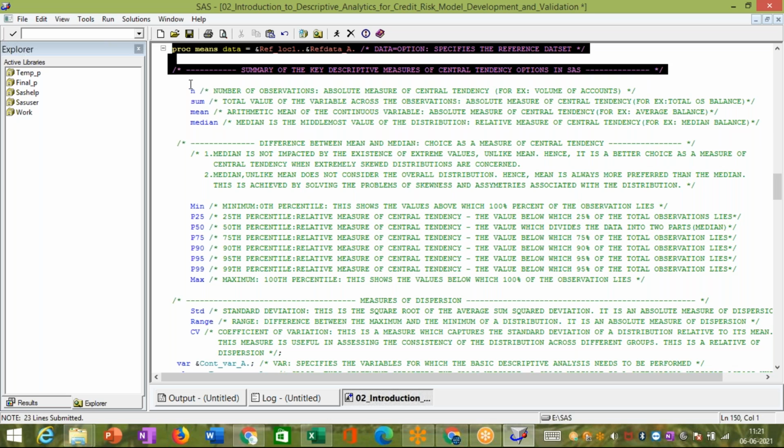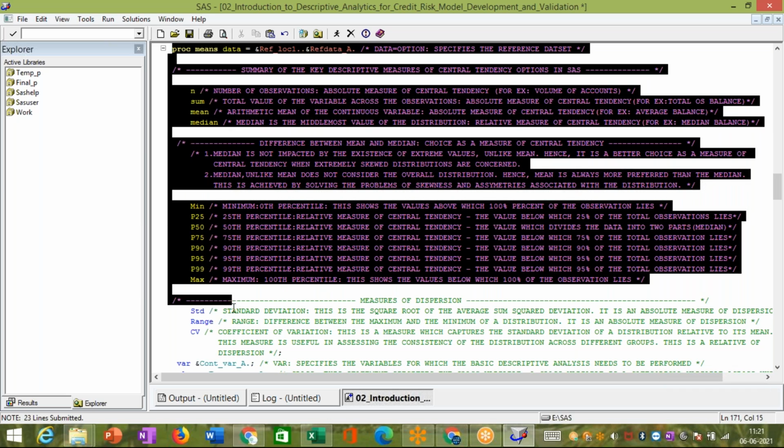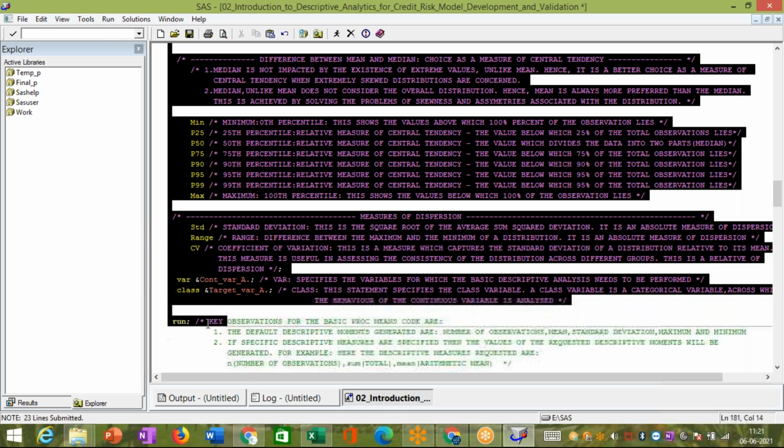So let me run this part. Okay, also before I run this, one of the important discussions that we had in the last discussion is that we discussed the discourse of choosing mean versus median and median versus mean. So we looked into that part as well.